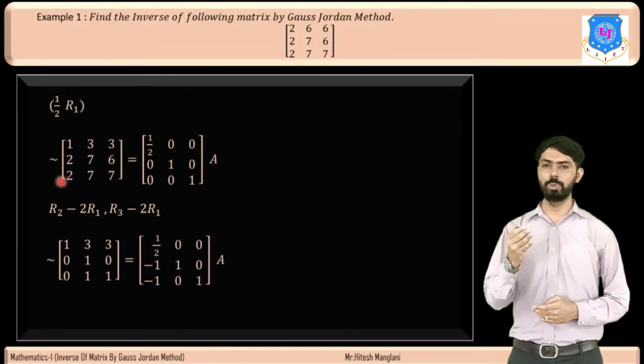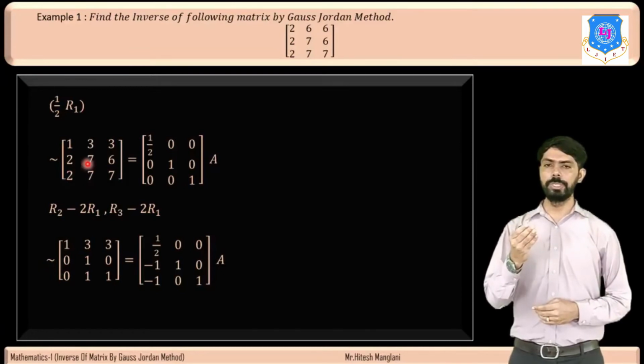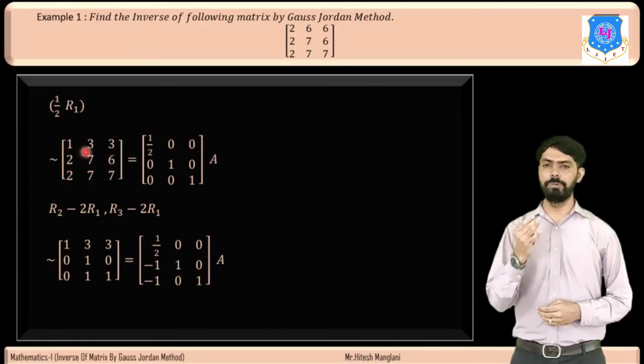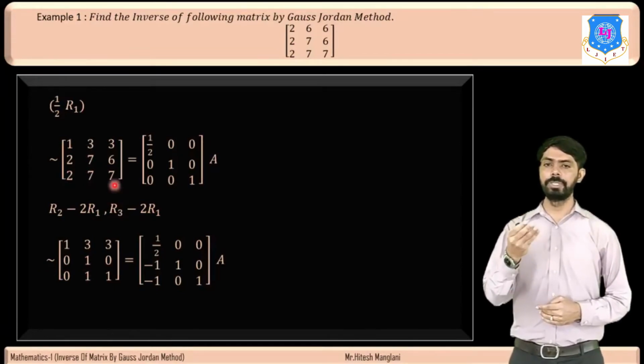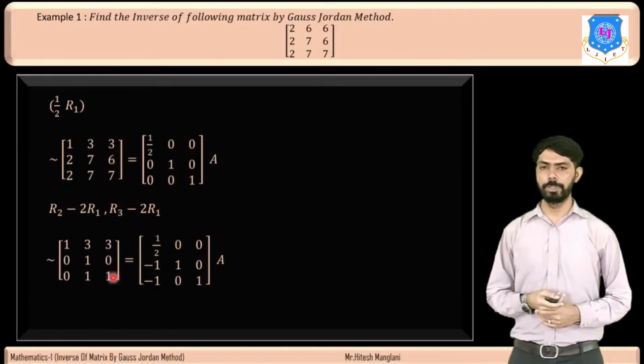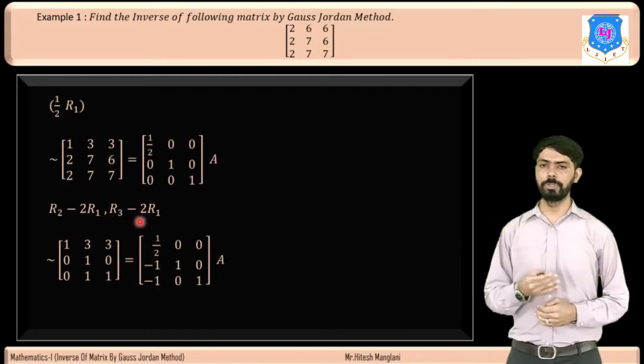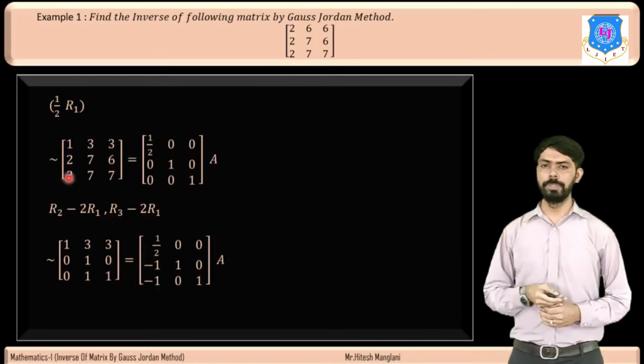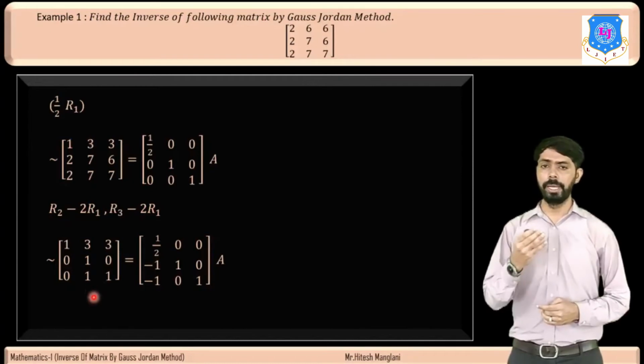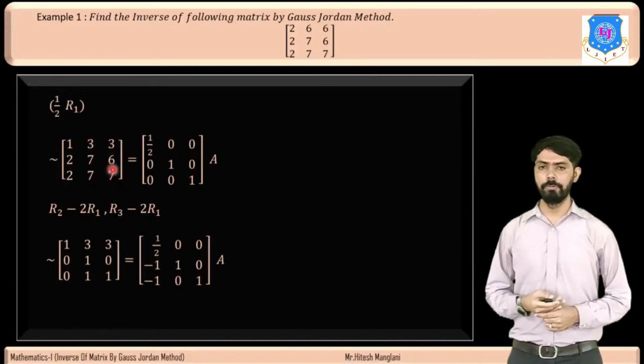So 2 minus 2 will be 0. Then 3 into 2 is 6, so 7 minus 6 will be 1. Then 6 minus 6 will be 0. Now we apply the row operation R3 minus 2R1. So 2 minus 2 will be 0. Then 7 minus 6 will be 1. Then again 7 minus 6 will be 1.